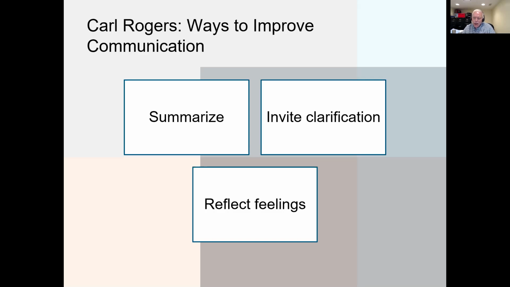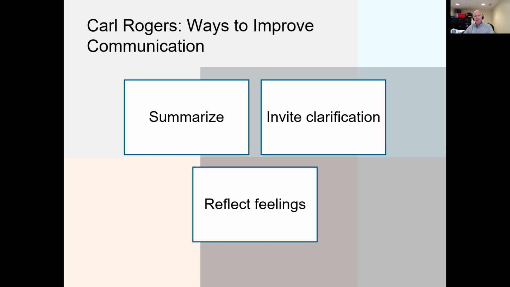From what you're telling me, what I'm getting is that because you've had some bad experiences in relationships, it's really hard for you to trust now. You would like to be able to, but you're afraid to try. That would be an example of a summary. Inviting clarification would be to ask the person to elaborate, to say a little more, maybe to give an example. Would you mind giving an example of that to help me understand it better?